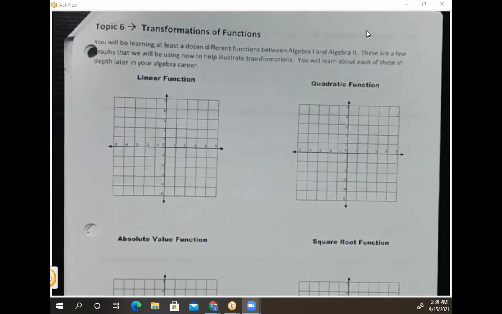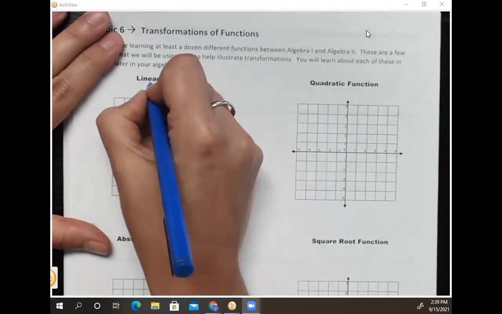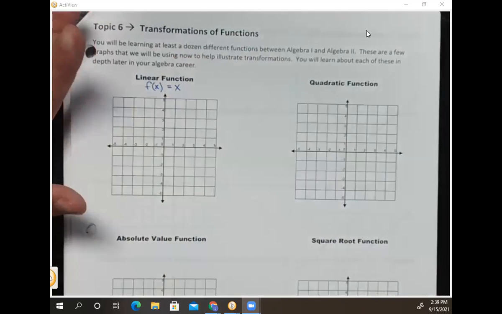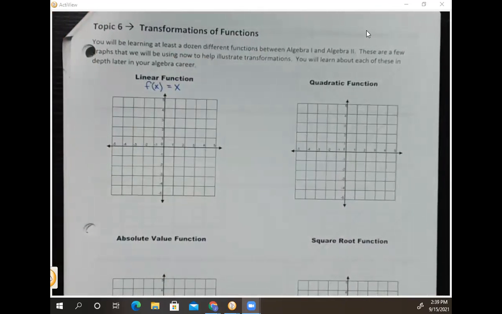Okay, so the first one we're going to talk about is a linear function. So a linear function is just a line. You guys have seen lines before. And for our parent function, we're looking at the most basic linear function that we can have. So no bells and whistles, just y equals x, or f of x equals x. And that's what we'll see for each of these parent functions that we talk about. No bells and whistles, no extras, just the most basic version of that function I could have.